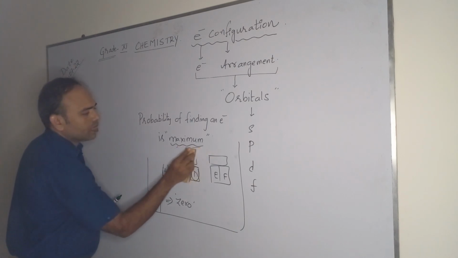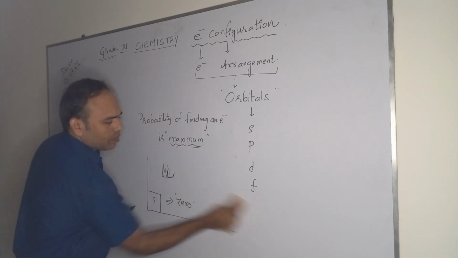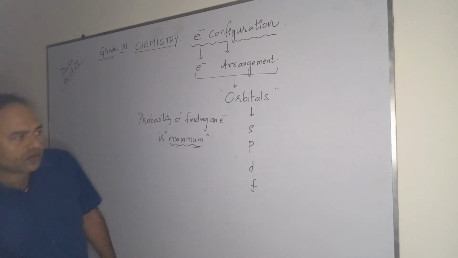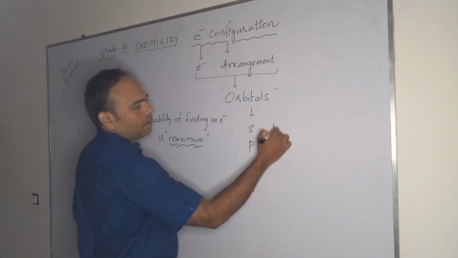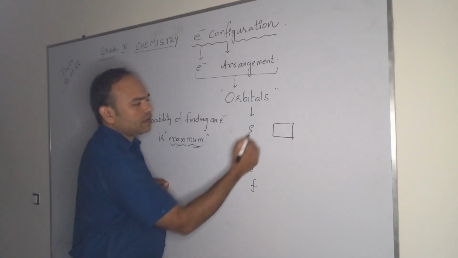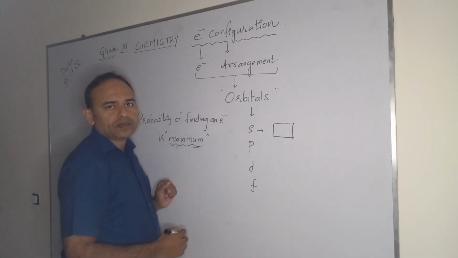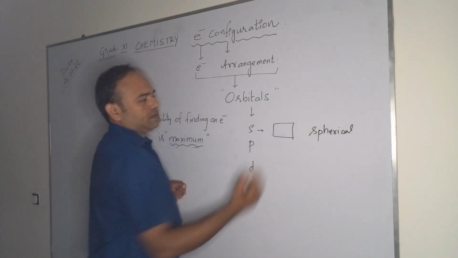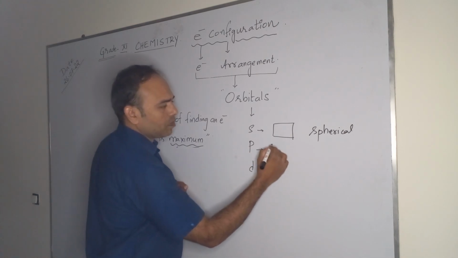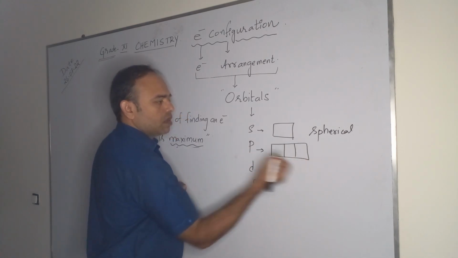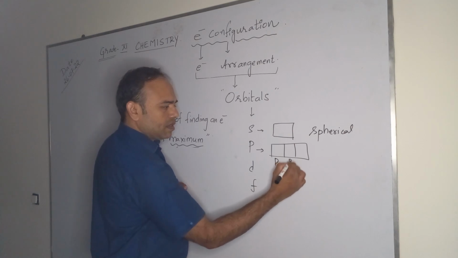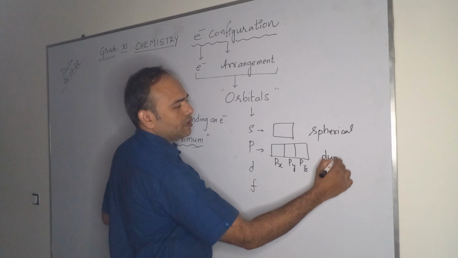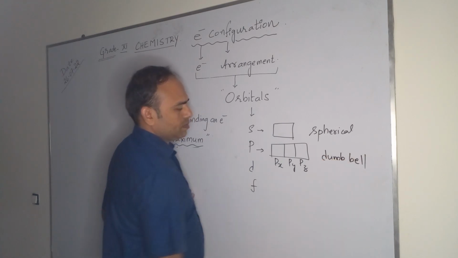Now, we know the shape of the orbitals and also the box diagram of these orbitals. This is the box diagram for the s orbital and the shape is spherical. Next, p. It can be px, py, pz and the shape is dumbbell.